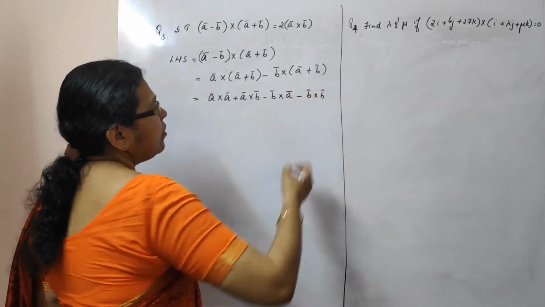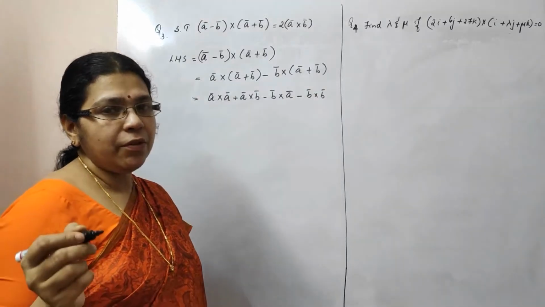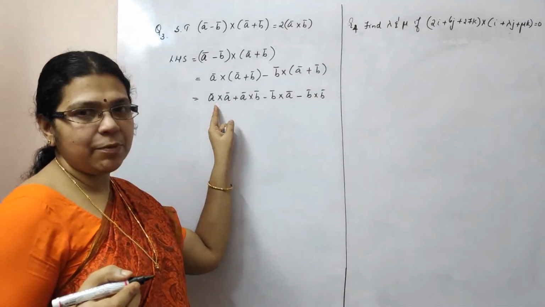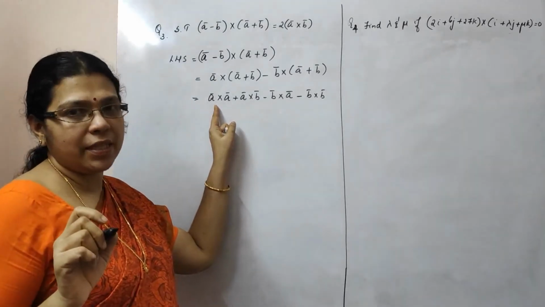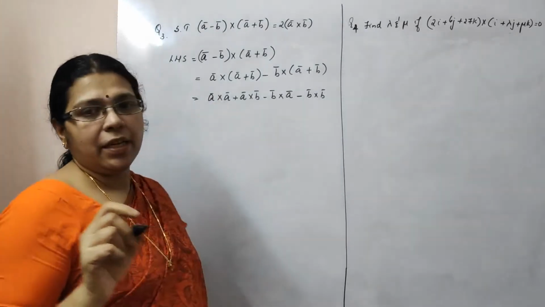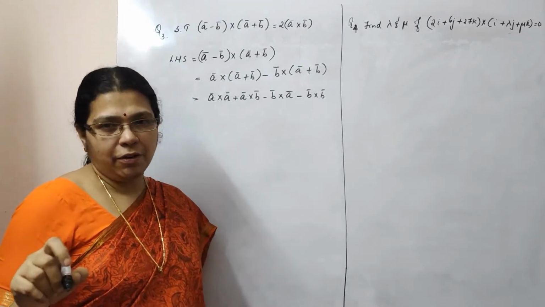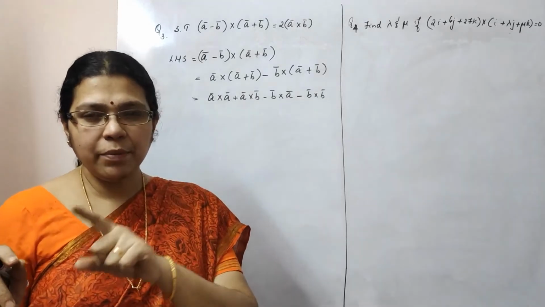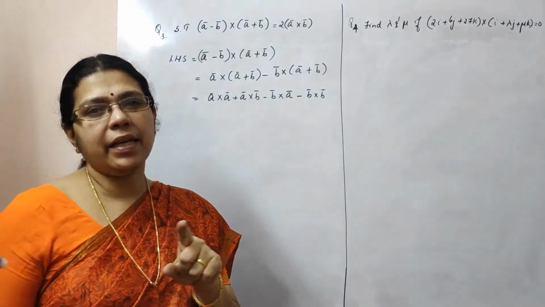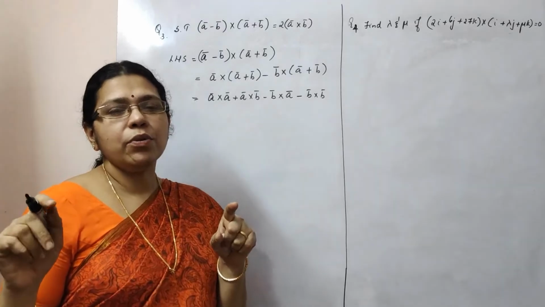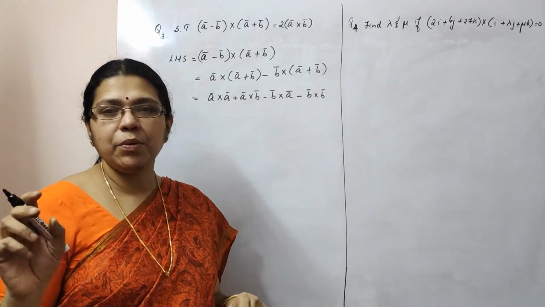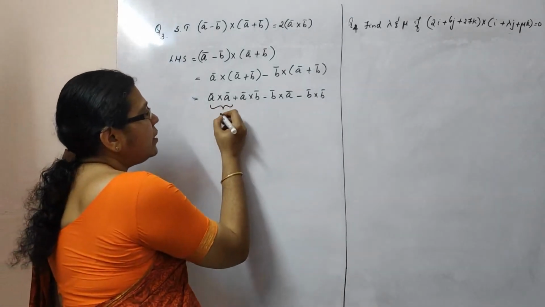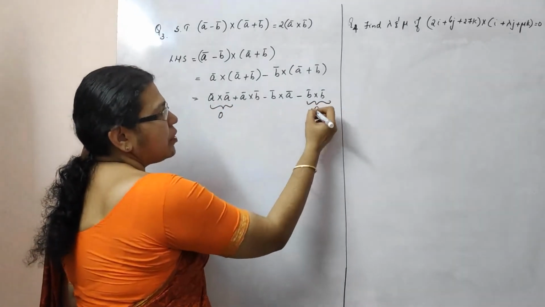Vector A cross vector A plus vector A cross vector B minus vector B cross vector A minus vector B cross vector B. Now do you remember me telling you i cross i is equal to 0? Exactly the same thing is happening here. I shall give the explanation here, then you will understand why. A cross A is the determinant of i, j, k, then the scalar components of vector A, again the scalar components of vector A. Now if two rows of the determinant are the same, you know that the value of the determinant is 0, isn't it? So this part is equal to 0, as well as B cross B is also equal to 0.